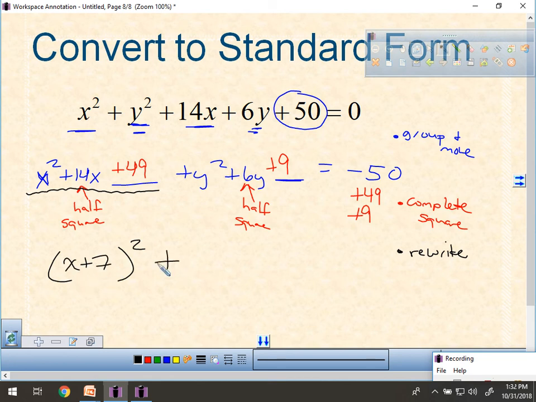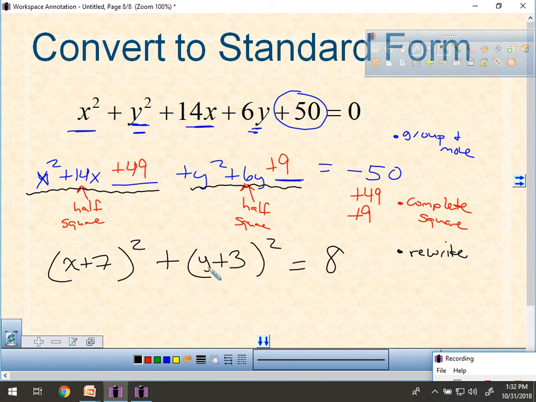And then plus, now draw a wavy line right here. All right, same thing. Set of parentheses squared. What did y'all say half of positive 6 was? That's what's going to go inside there. So you see where that comes from, x plus 7 squared plus y plus 3 squared. And then now you got to do your little arithmetic. Yeah, negative 50 plus 49 is negative 1 plus 9 is 8. That's right. And there it is.